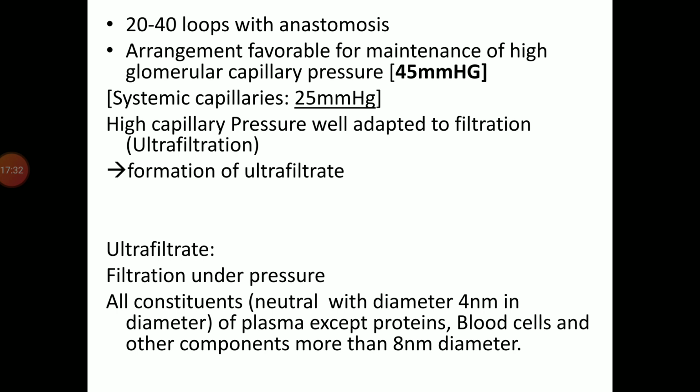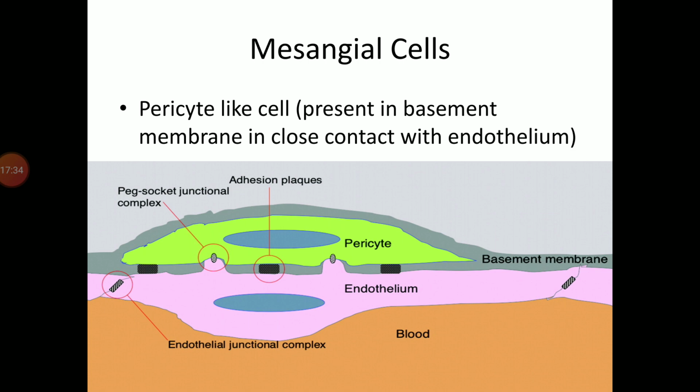Now, apart from that, in between these capillaries, we are even seeing another kind of cells, okay? These cells seen between the capillaries are the mesangial cells. Now, these mesangial cells are actually pericyte-like cells. Now, you may wonder, what is this pericyte-like cell?